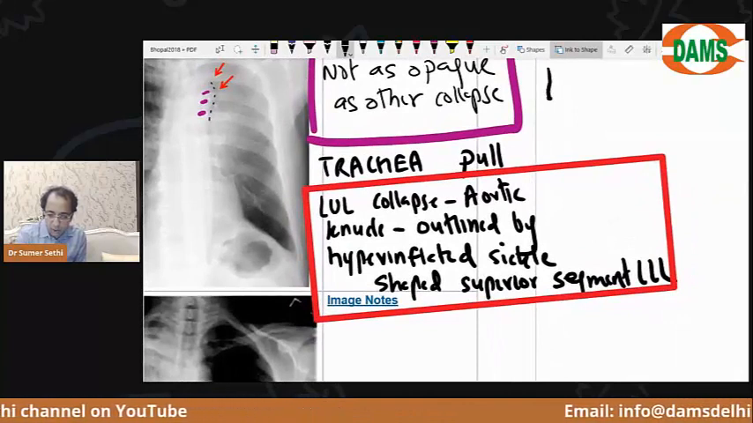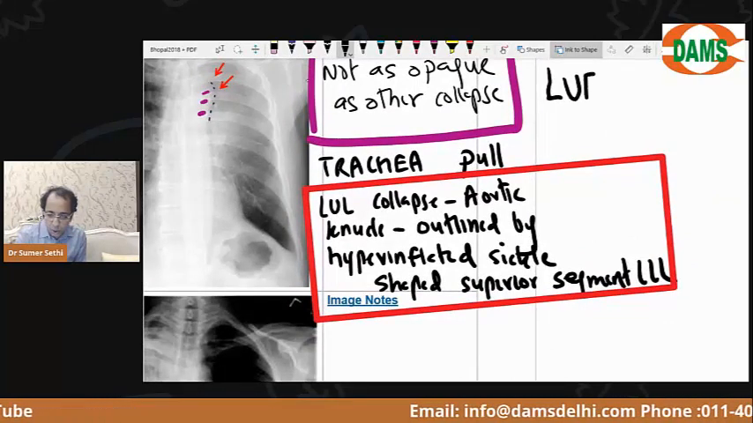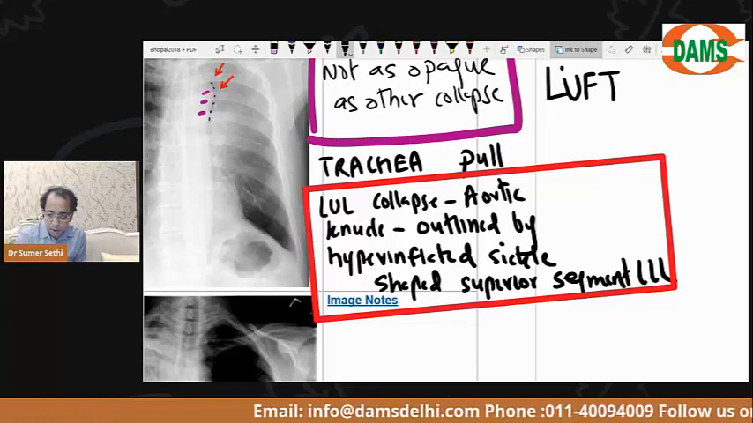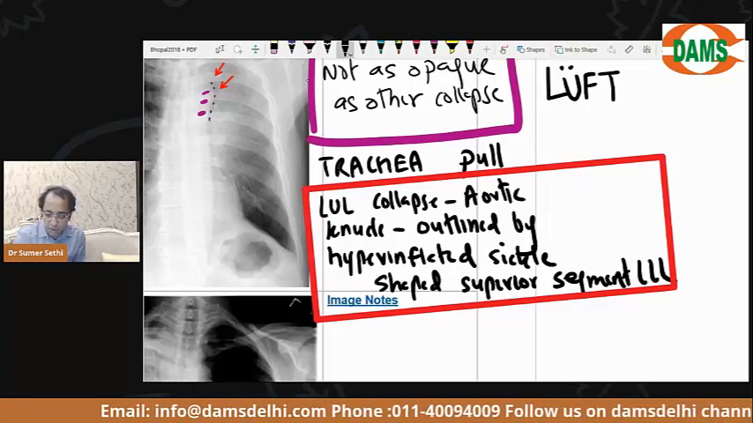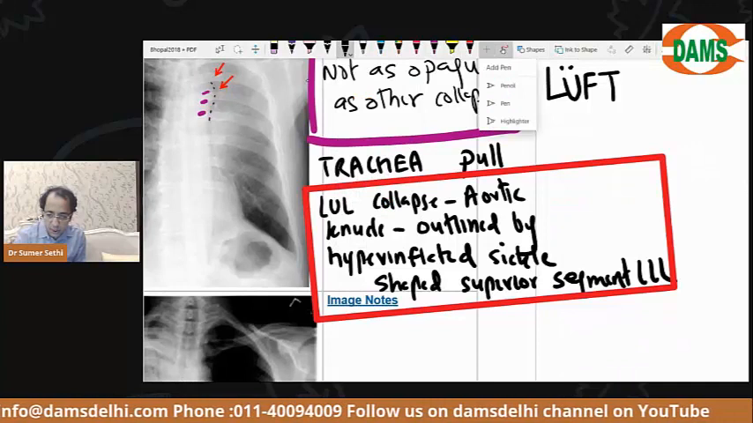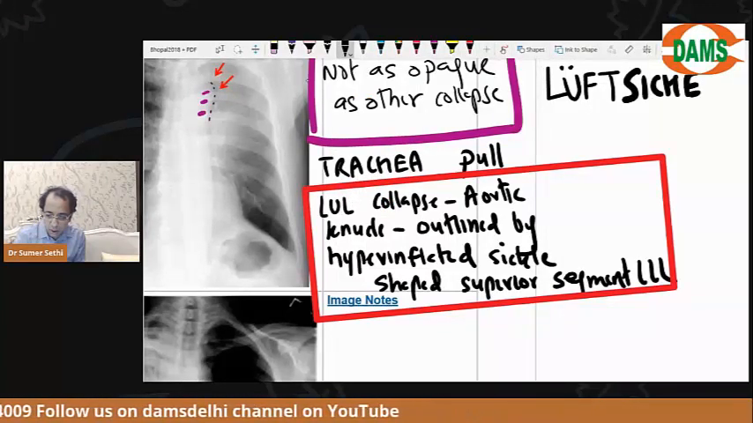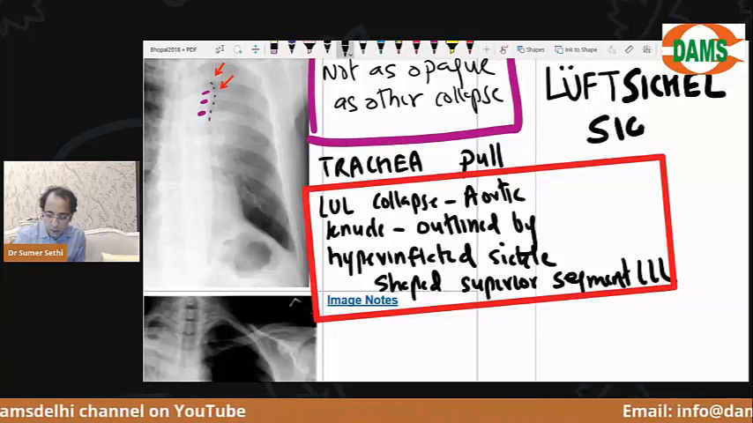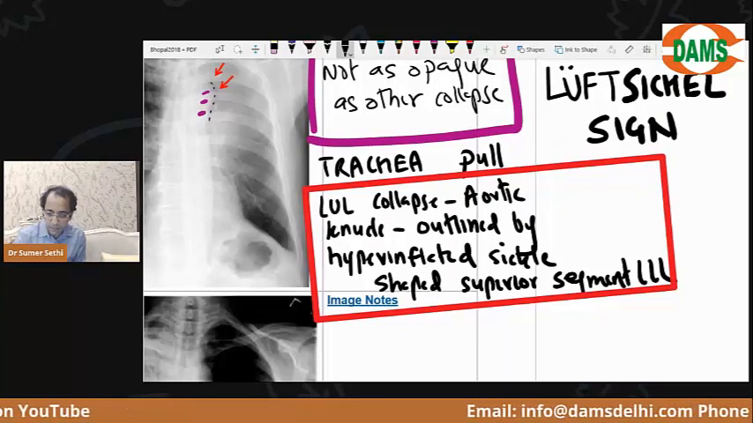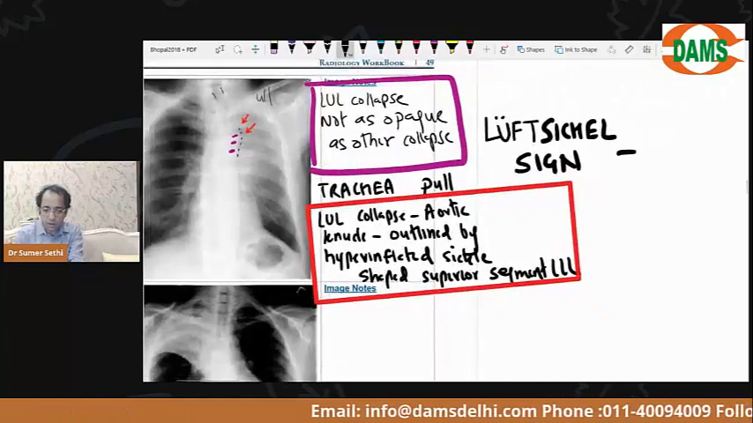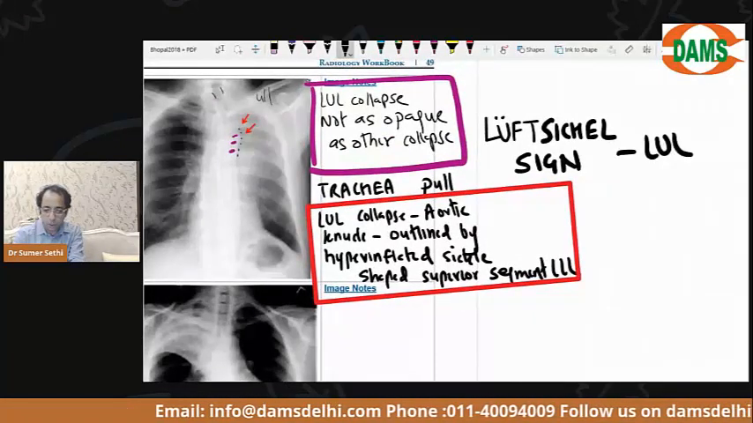In German, air is called Luft, and sickle is called Sichel. So this appearance is called the Luft-Sichel sign, seen in left upper lobe collapse.